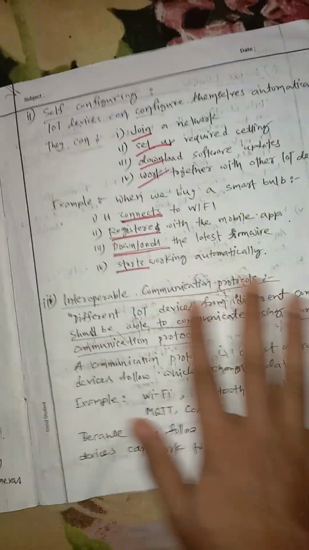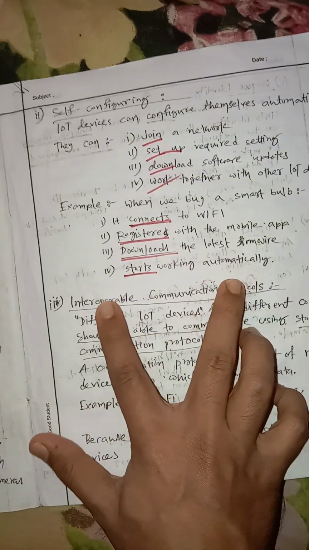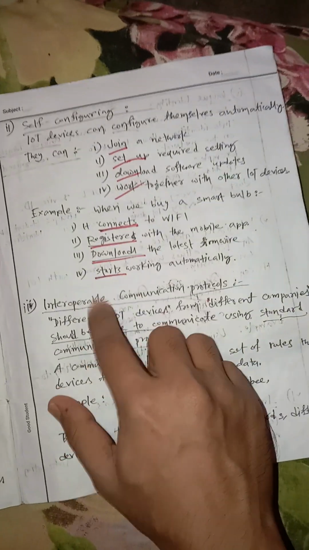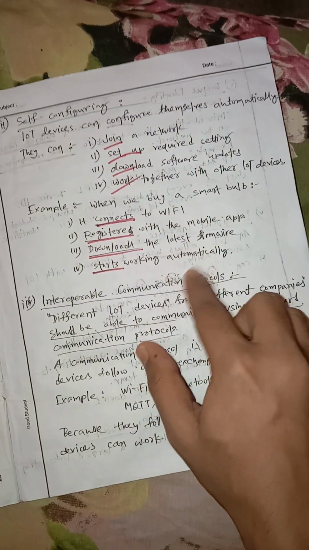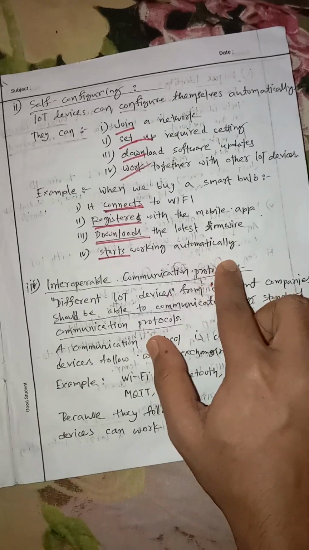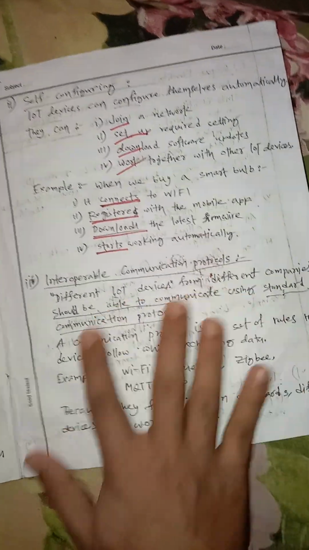Then interoperable. It means different IoT devices from different vendors should be able to communicate with each other using a standard communication protocol. And there is some example.